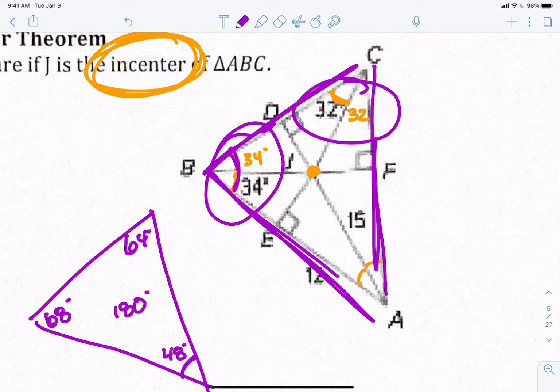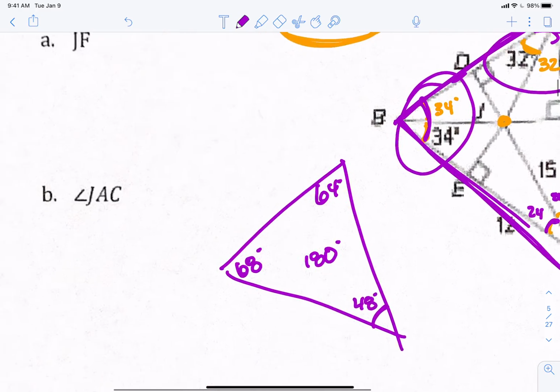So, what is each one of these bottom guys down here? 24. Each one of these is going to be 24. Do you see that? Yes. Okay, great. Okay. So, let's go.